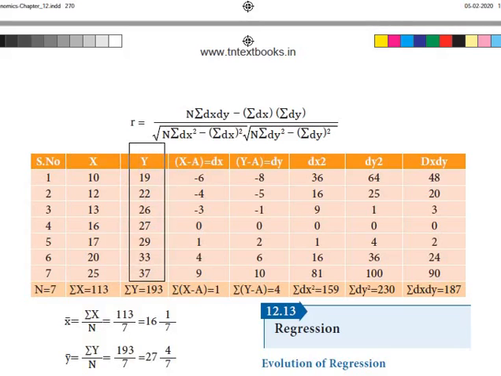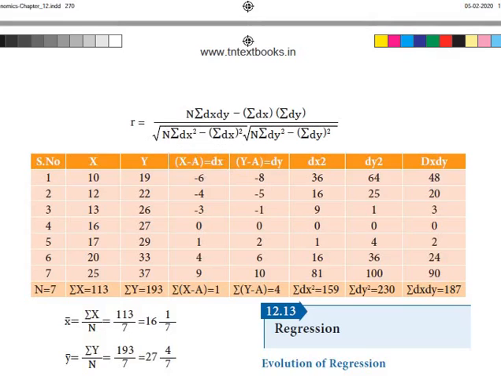Then here we take the assumed mean. We don't take the actual mean; instead we take the assumed mean. So for x values we take 16 as the assumed mean. So subtract 16 from all the x values. In the fourth column, x minus a, that is x minus assumed mean, gives you dx, small d, small x.